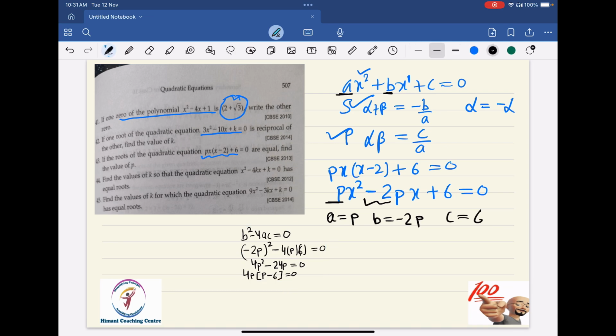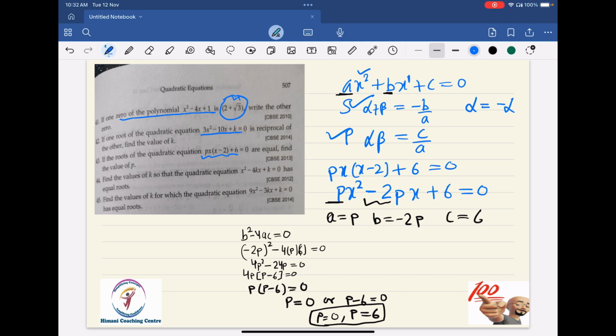If I take 4 to the other side, I will be left with p times p minus 6 equals 0 by 4, which is this. And then as per the zero product rule, either p is 0 or p minus 6 is 0, which will give us p equals 6 or p equals 0 as two answers, and that's how we solve this question.